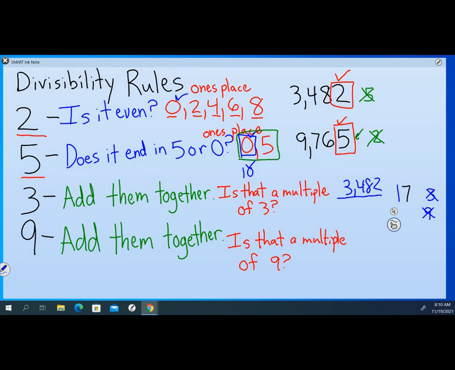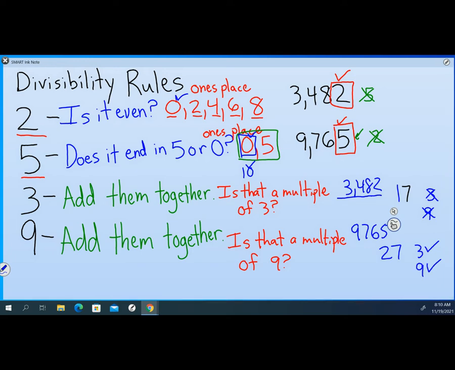And then I do the same thing with 9,765. 9 plus 7 is 16, plus 6 is 22, plus 5 is 27. Okay, the number 27 is divisible by 3, and it is divisible by 9. So 3 and 9 are going to work, or there's not going to be a remainder when I divide those into 9,765. When I divided them into 3,482, there would be a remainder. Okay? Same thing here. That's kind of all you're looking for.